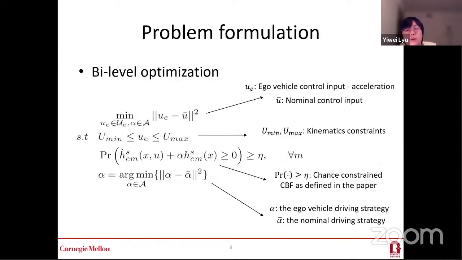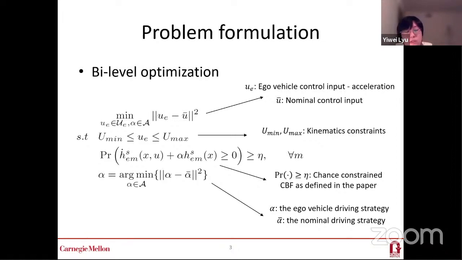And here's our problem formulation as a bi-level optimization problem. First, we have the objective function representing the control effort in a minimally invasive manner. The first constraint is the kinematics constraint. The second constraint is the safety constraint, where we formulate it as a chance constraint problem, with eta on the right-hand side as the confidence level for the CBF statement inside the bracket.